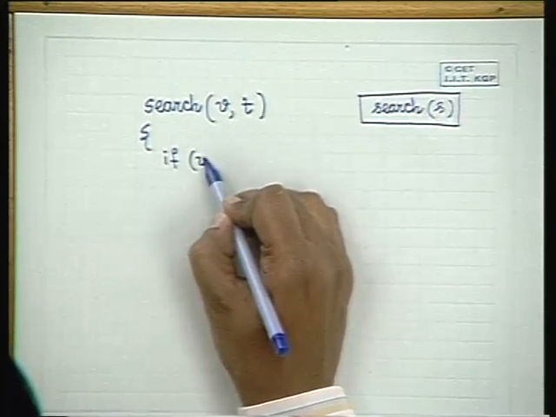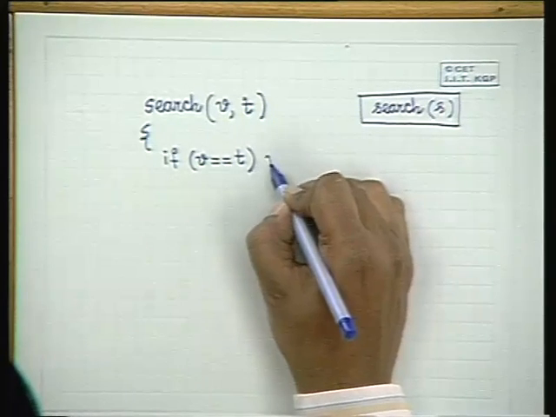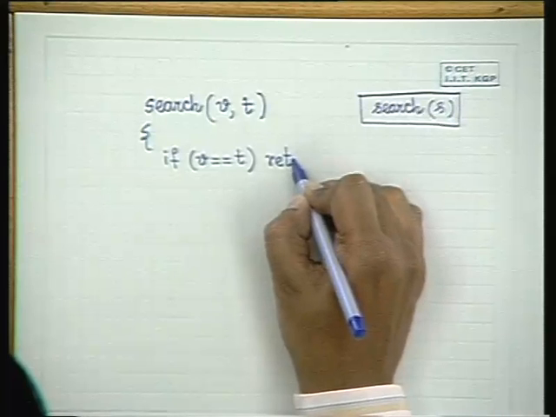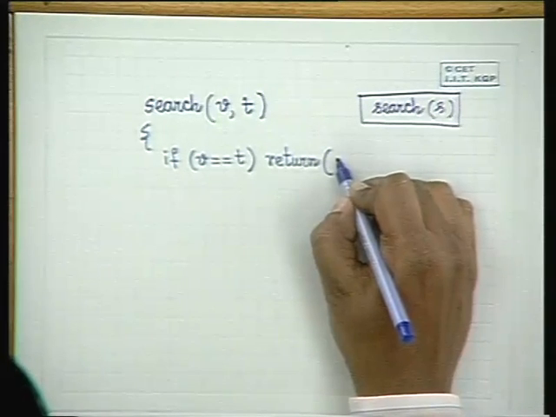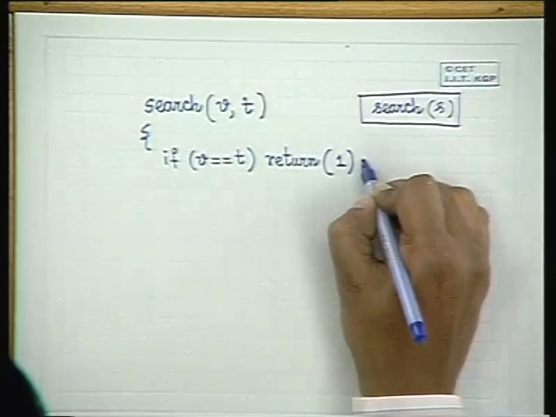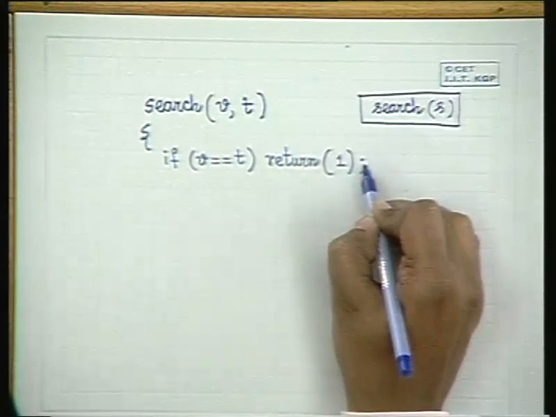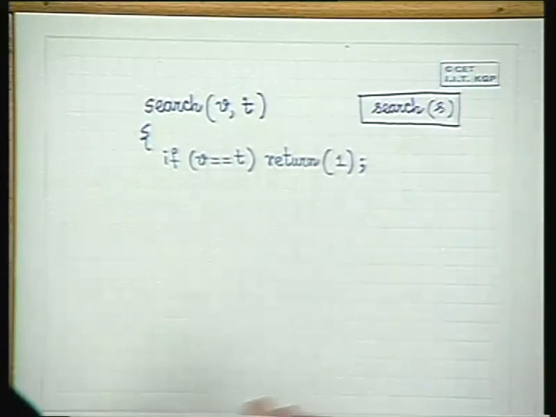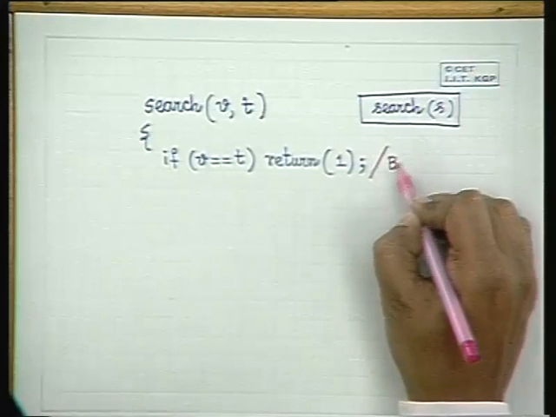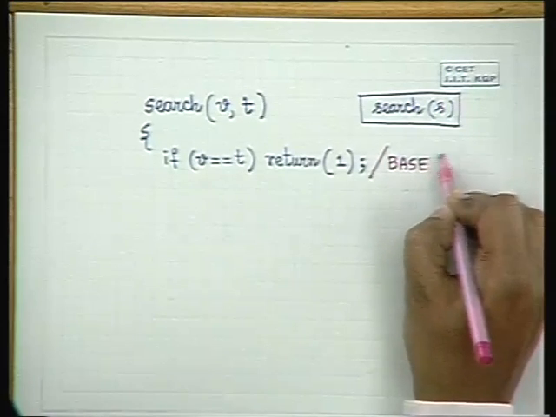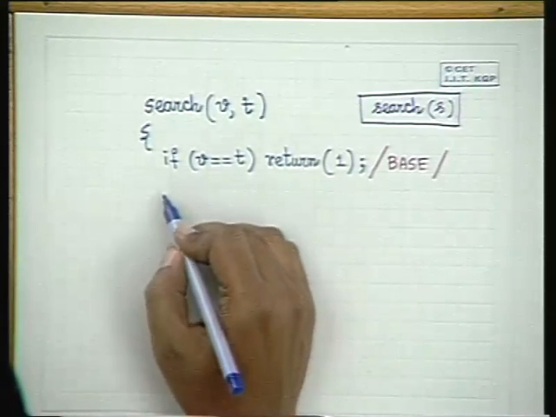If v equal to t, return 1. That is, we have found it. So now v is not equal to t. So this is the base condition. We said that we will have the base condition and the inductive condition, that is the recursive conditions. That is what we did in our recursive definition.